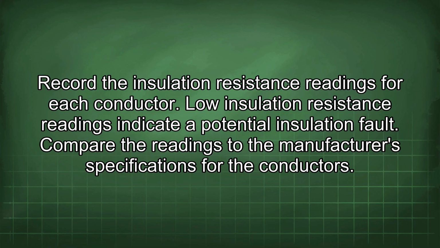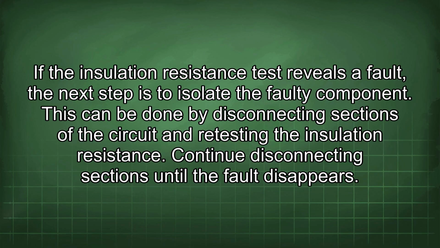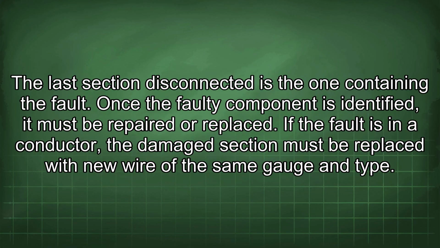Low insulation resistance readings indicate a potential insulation fault. Compare the readings to the manufacturer's specifications for the conductors. If the insulation resistance test reveals a fault, the next step is to isolate the faulty component. This can be done by disconnecting sections of the circuit and retesting the insulation resistance. Continue disconnecting sections until the fault disappears. The last section disconnected is the one containing the fault.